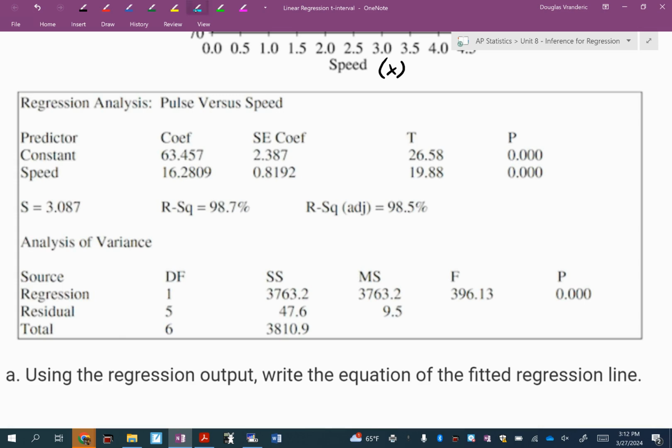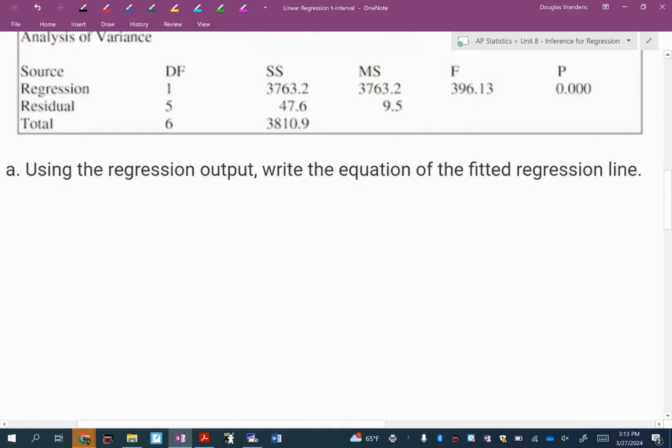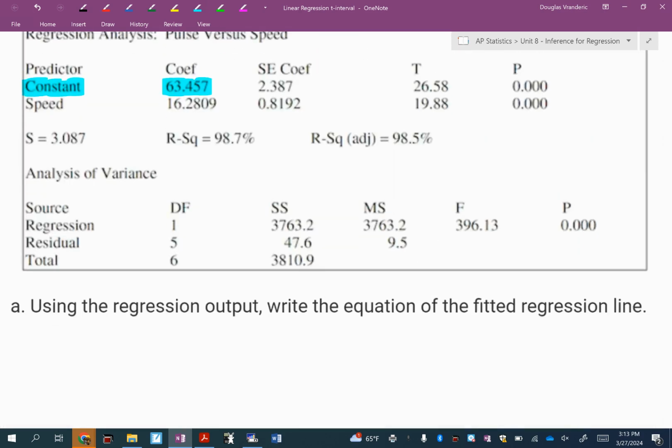I'm going to start by highlighting where it says constant. The coefficient next to it is called the y-intercept. Very good, Julia. Well done. They're telling you it's the one that doesn't have the variable. That's what constant means. But sometimes the AP exam will write intercept here to make it a little easier.